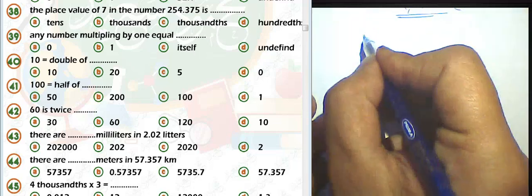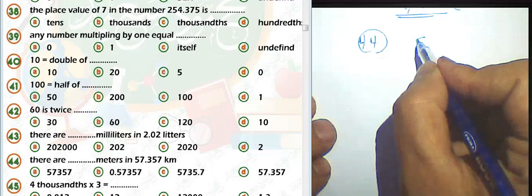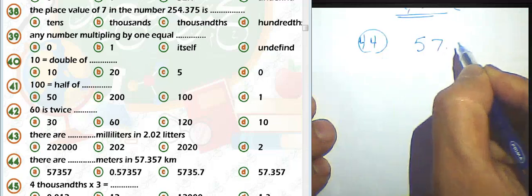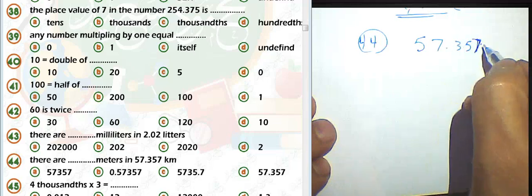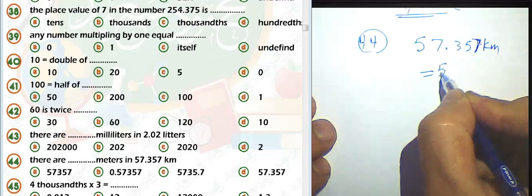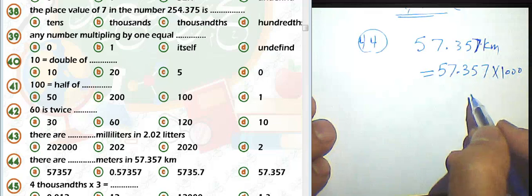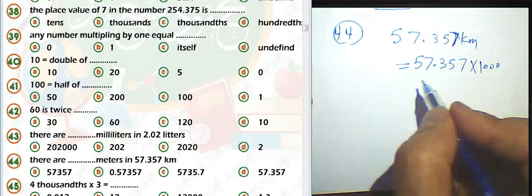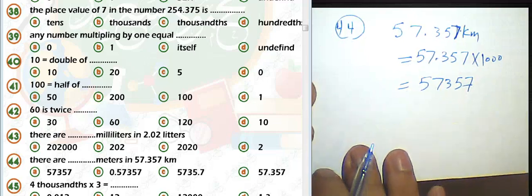Question 44. There are space meters in 57.357 kilometers. We must convert from kilometer to meter, multiply by 1000. Multiply 57.357 by 1000 to convert from kilometer to meter. Move the point to the right, 57357. That was question 44.